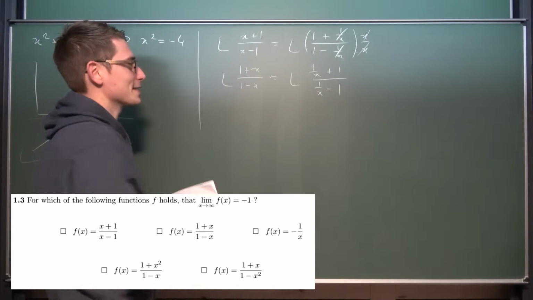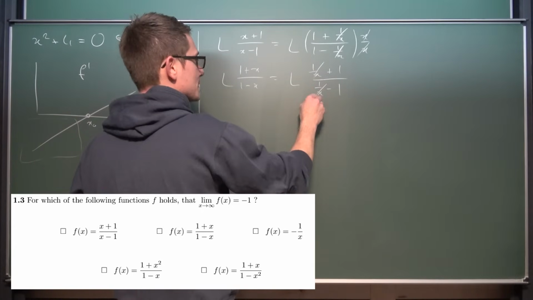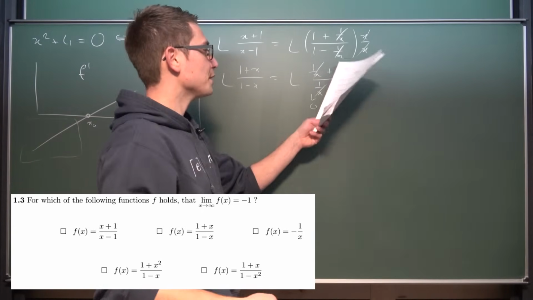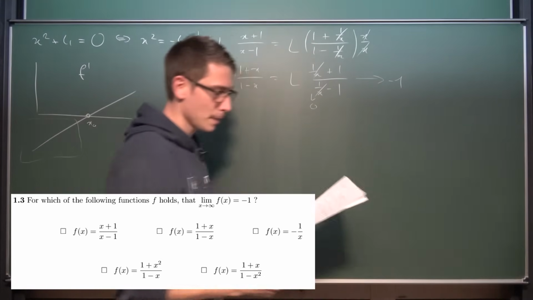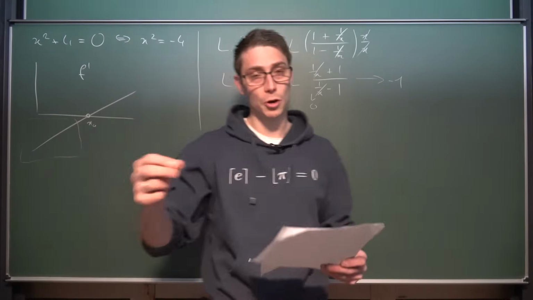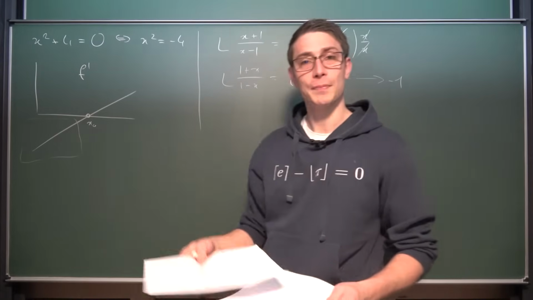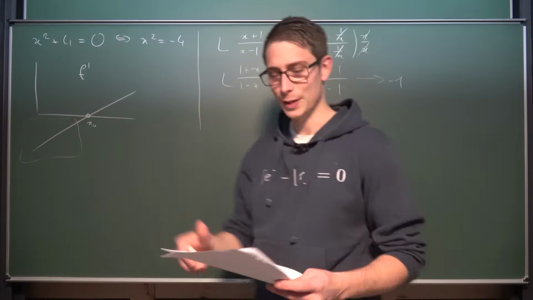And now you can see where this is going. That and that is going to go to 0 overall, giving us 1 divided by negative 1 in the process, so the limit indeed goes to negative 1. And hence we are done. Just go through the options one by one, and that's it. Yeah, that is already done.